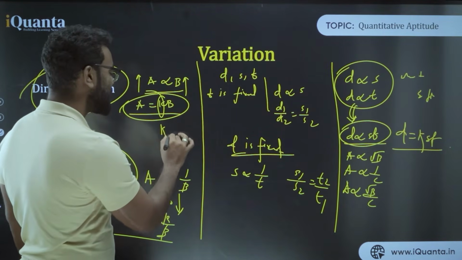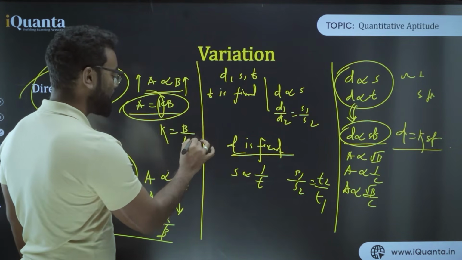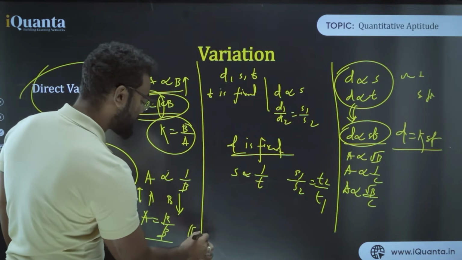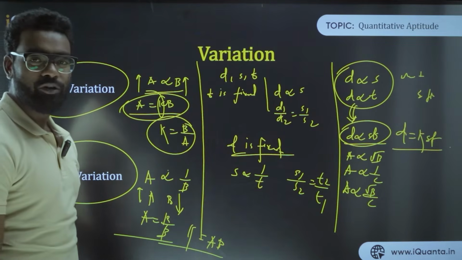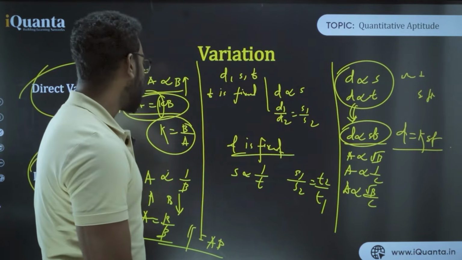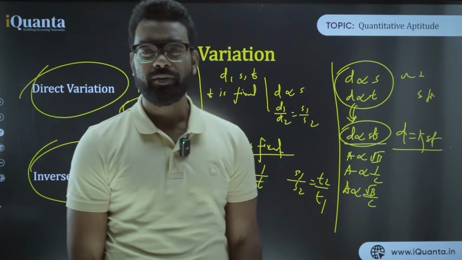So I can also say what K is. K is basically B upon A in this case. But in the other case, K is AB. So in case of inverse variation, it is AB. And in case of direct variation, it is B upon A.